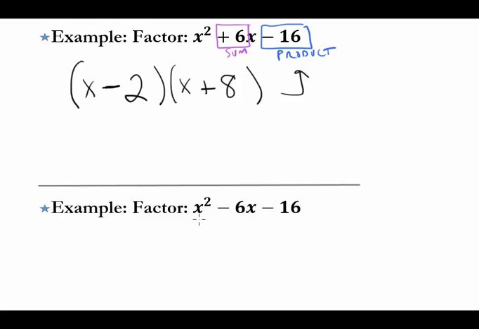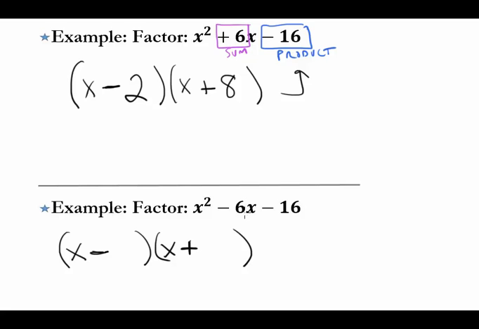Let's factor this one, x squared minus 6x minus 16. We start the same way. We have our x and our x. We see that the product is negative 16, and since it's negative, we're going to have one negative and one positive.